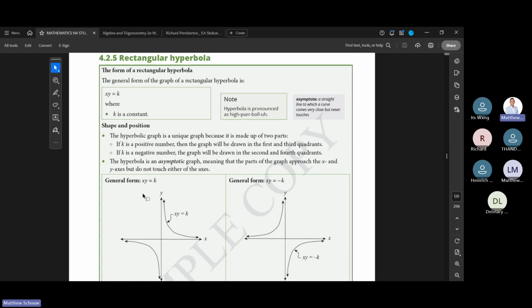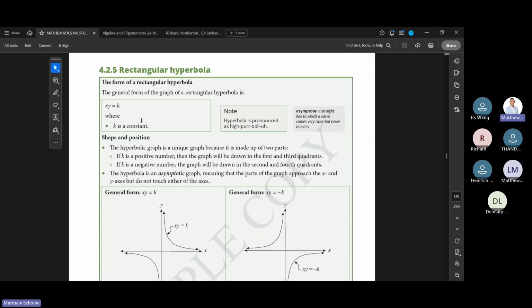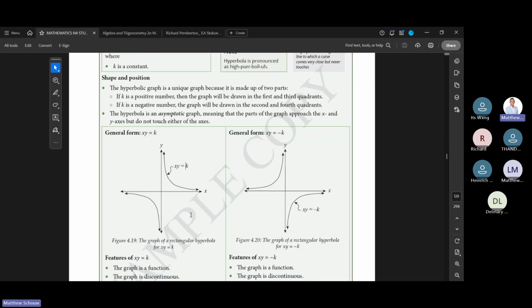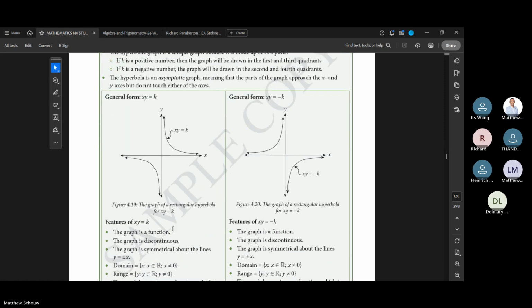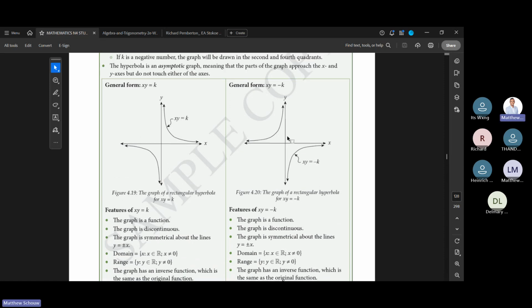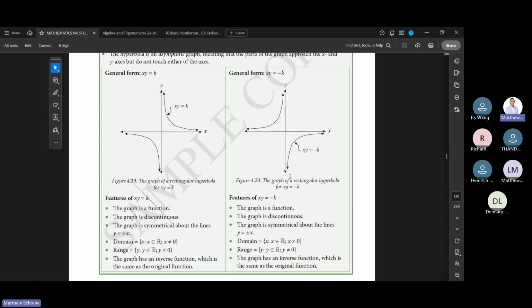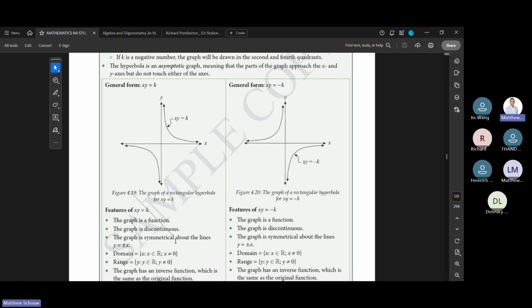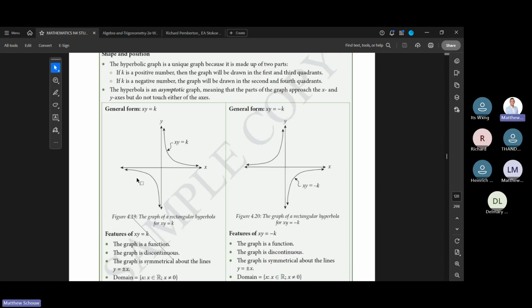So that's your general form: xy equals k. What is key is that this graph is discontinuous. It's a function. And there are also asymptotes, which are essentially the x and y axes. This is a grade 10 type of thing. So the saying is asymptotic, meaning none of the graphs touch the axis. They approach, but they don't actually touch. So that's a standard form.